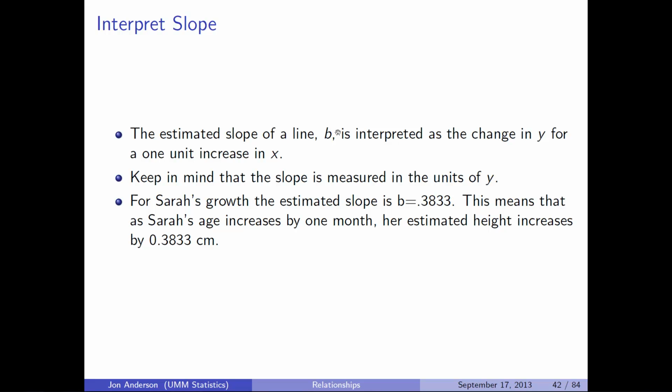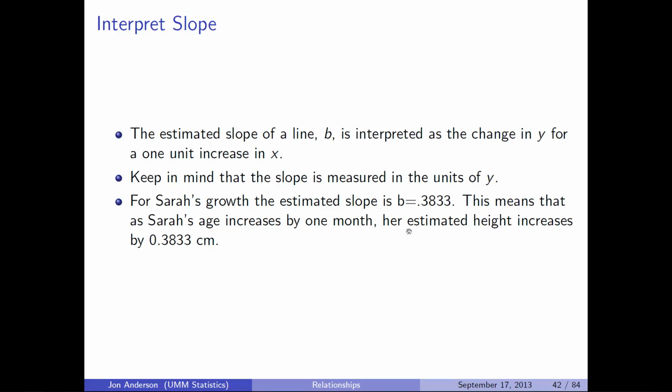This slide, number 42, talks about the interpretation that I just gave you about the slope. The slope, of course, of any line is the change in y over a change in x, and in particular a 1 unit increase in x. And this slope number b is measured in the units of y. So because in this case the units of y for Sarah's height are in centimeters, the slope of the line, 0.3833, is in the units of centimeters.